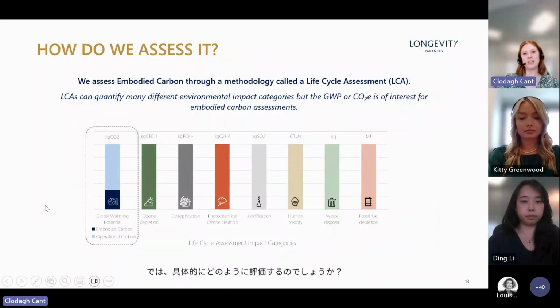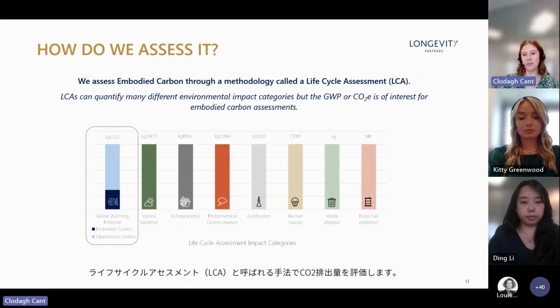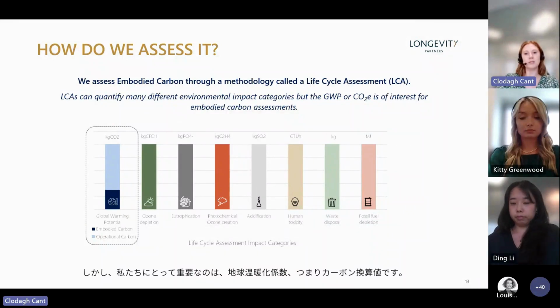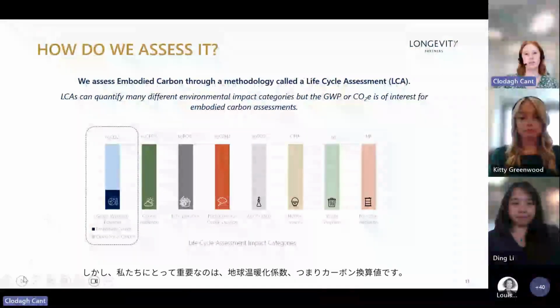So how do we actually assess it? Well, we simply assess embodied carbon through a methodology called a life cycle assessment, or an LCA. That's another term which is commonly thrown around in the industry. LCAs can quantify many different environmental impact categories, such as eutrophication, acidification, and so on. But the one that is important to us is the global warming potential, or carbon equivalent, which is of interest for embodied carbon assessments.